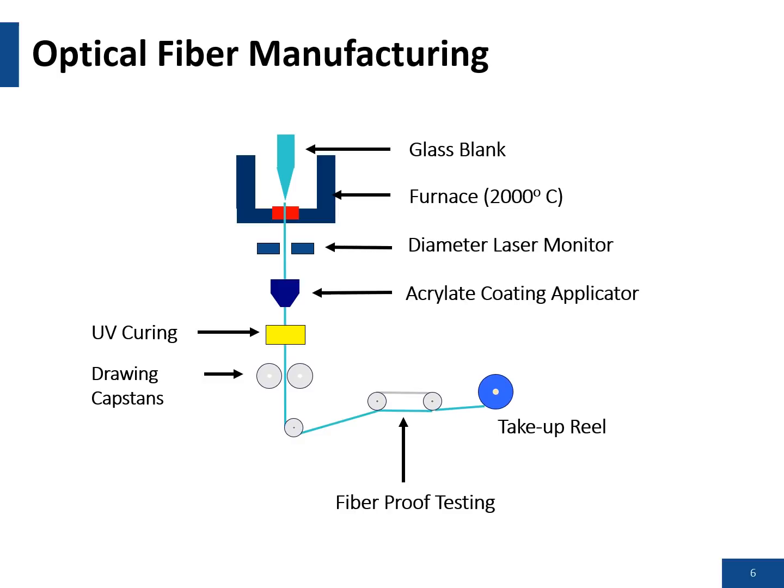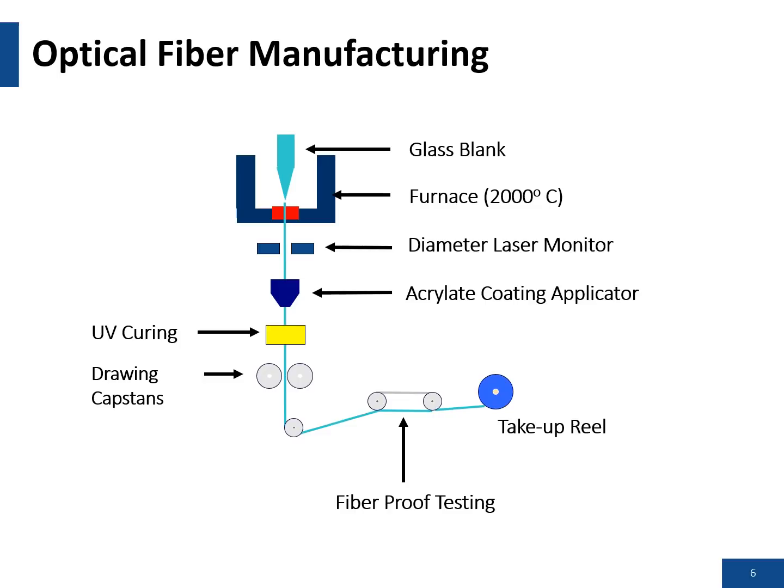It's a sophisticated process, but some of the key elements of it are outlined in this diagram. Basically, a glass blank, which is made up of two different materials that make up the core and the cladding, is put through a furnace that brings the tip of the glass blank almost to a molten state.